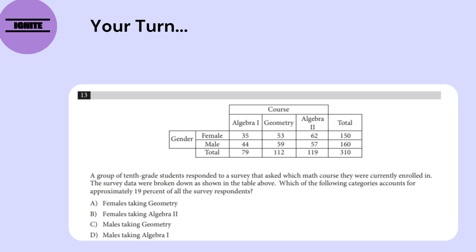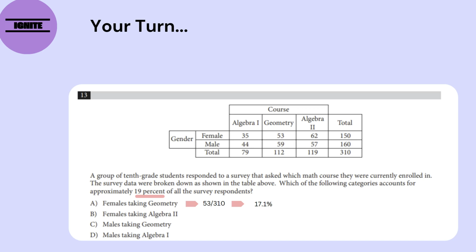Let's dissect this a little bit. It's asking which category accounts for 19% of all survey respondents. Now, it gives us a few choices, and 19% of all survey respondents must be out of the number 310. So, let's look at each of these sections. We know that females taking geometry is 53 if we look at the chart, and dividing that by 310, we get 17.1%. Now, let's do that for the others.